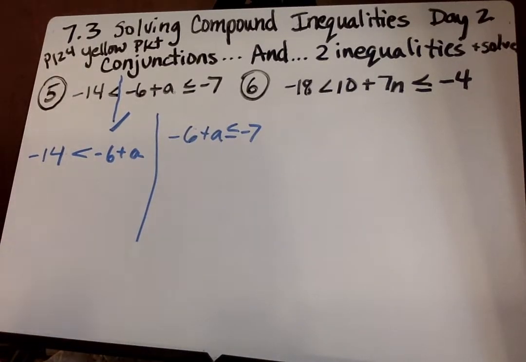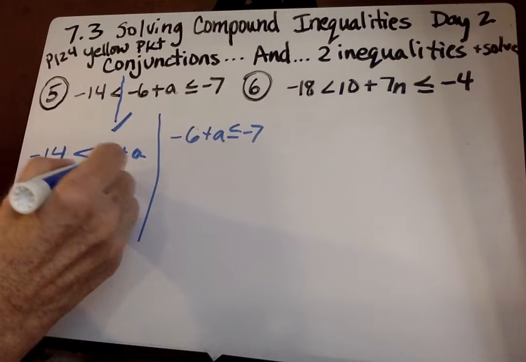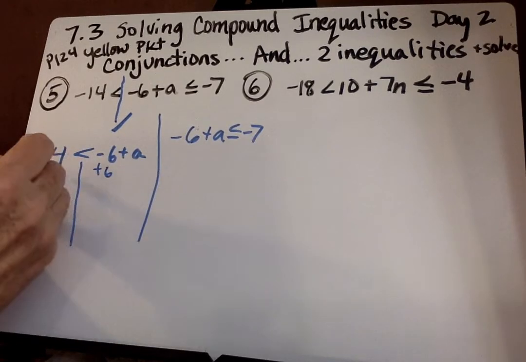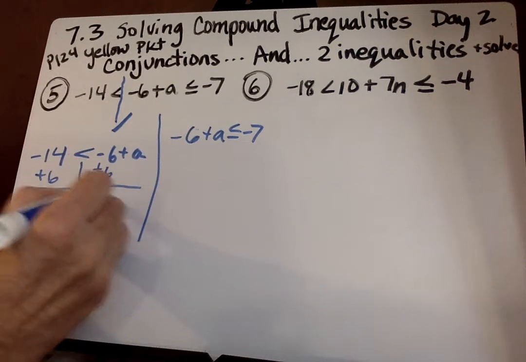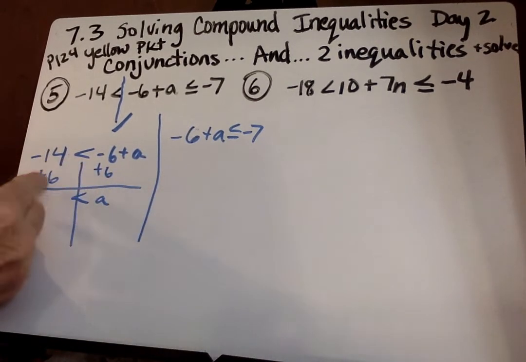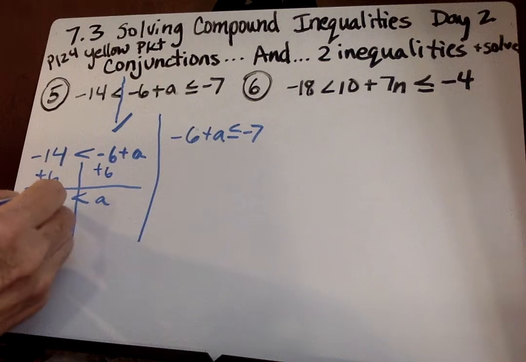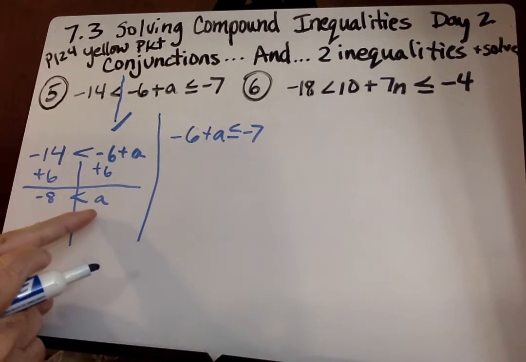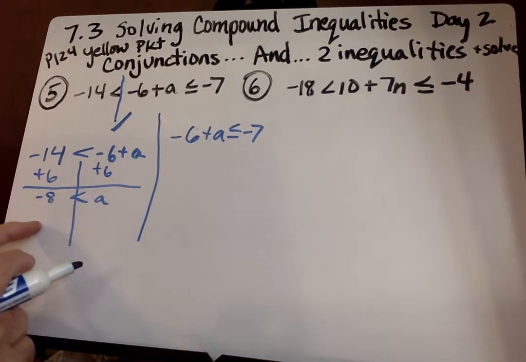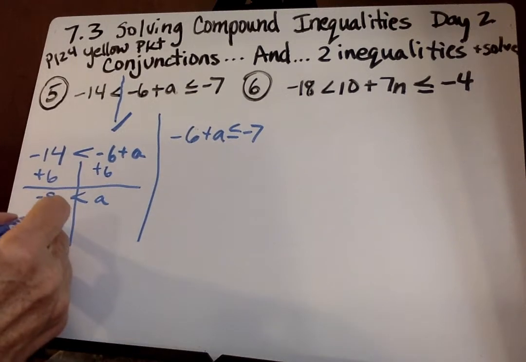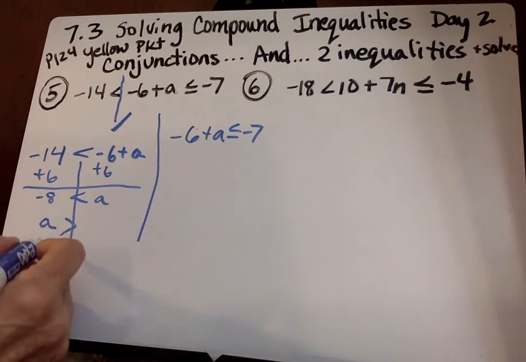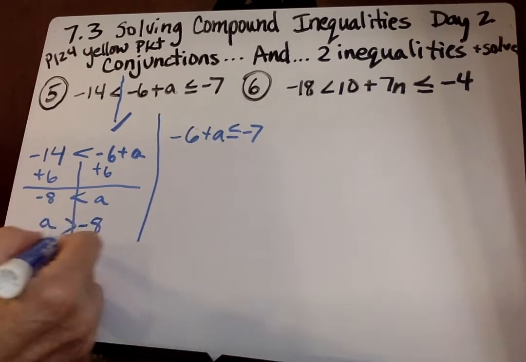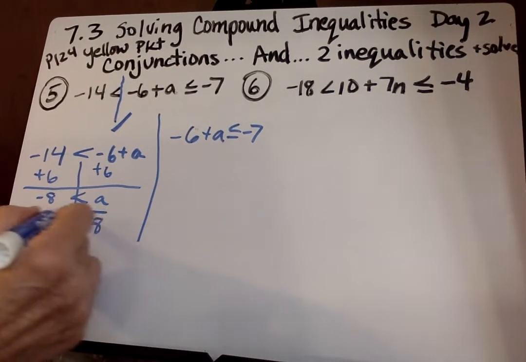Okay, so to solve for a, we're going to go plus 6 here, plus 6 here. Then we say a, leave the sign the same, negative 14 plus 6 is negative 8. Now, we don't like to leave the variable on the right side, so I'm going to flip it over here. And when I move the variable to that side, I also have to change the direction of my inequality sign. So a is greater than negative 8.